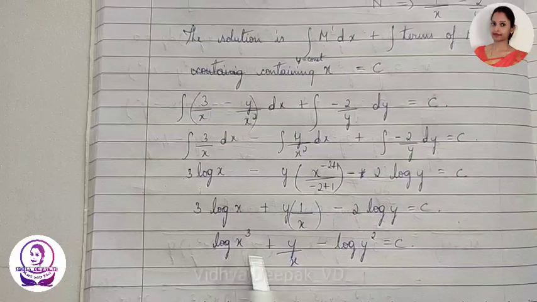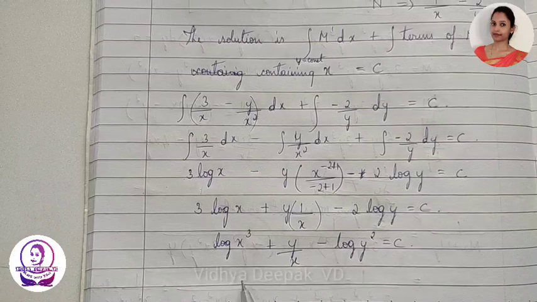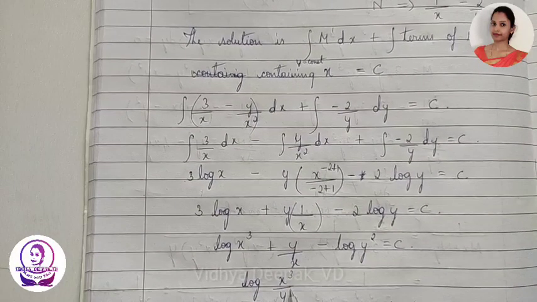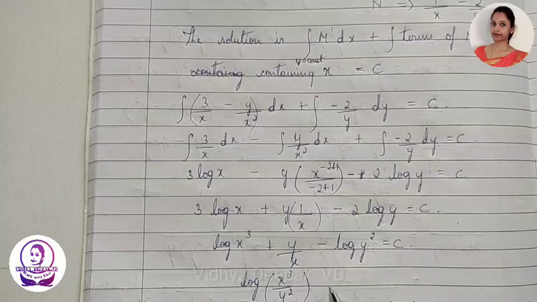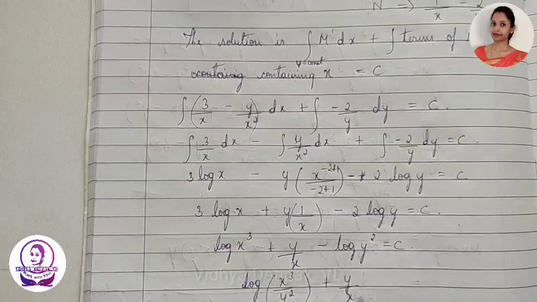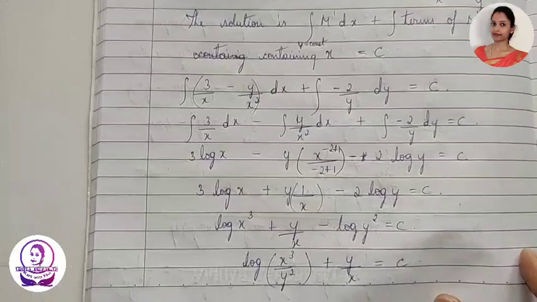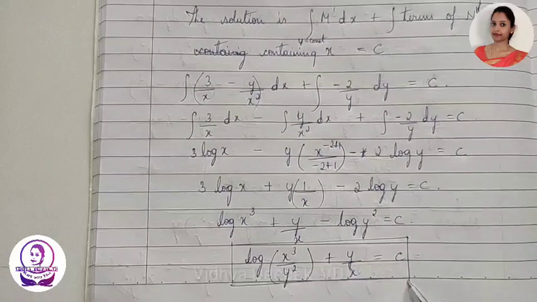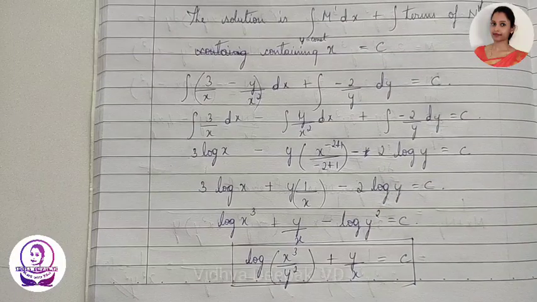Now log m minus log n is log m/n, so we can write it that way: log (x³/y²) plus y/x is equal to c, which is your required solution for the given differential equation.